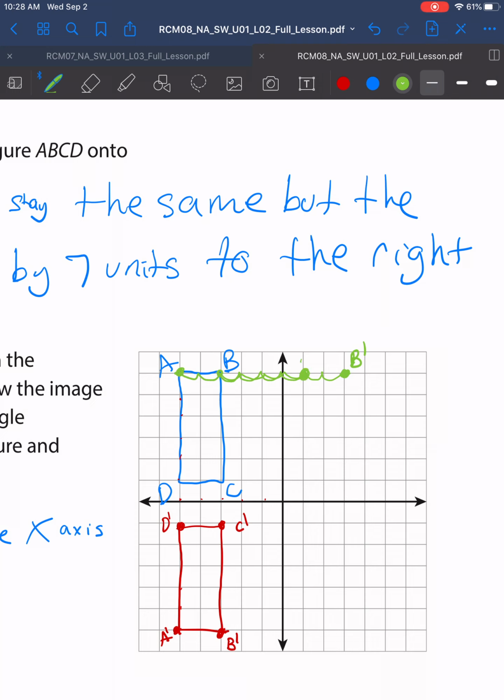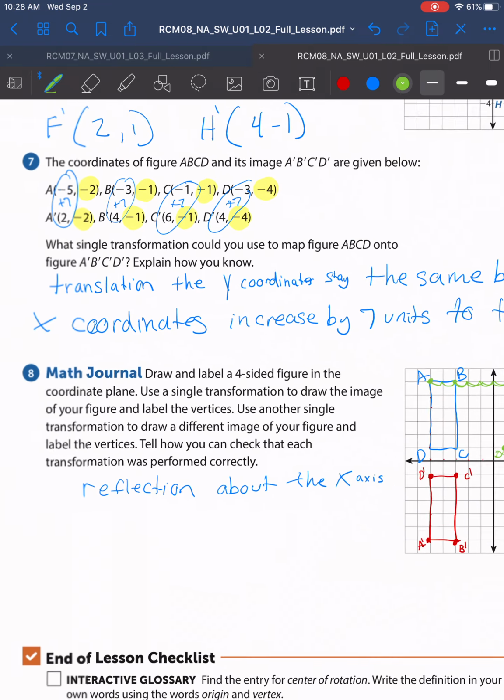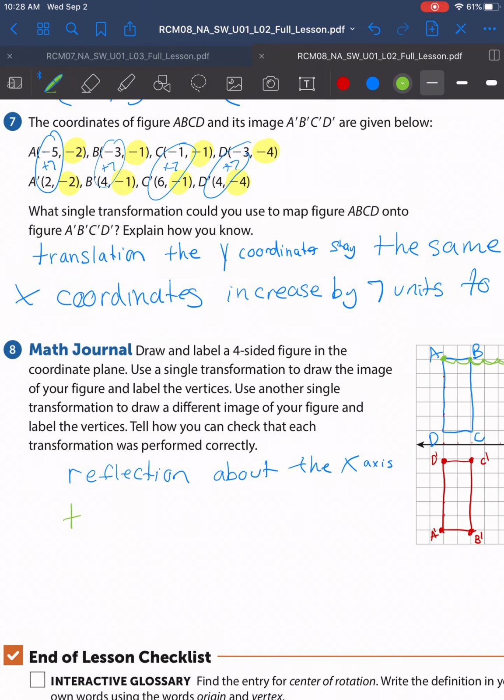This is now A. C over 6. I'm just going to line it up right under B. D over 6. Just going to line it right under A. D prime, C prime. Okay, so then I'm going to say I have a translation 6 units to the right.